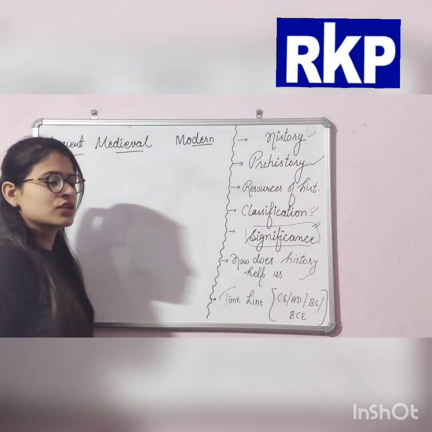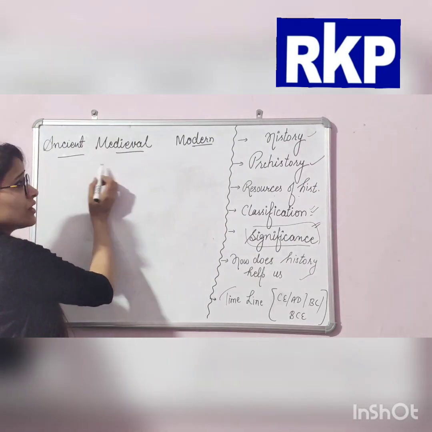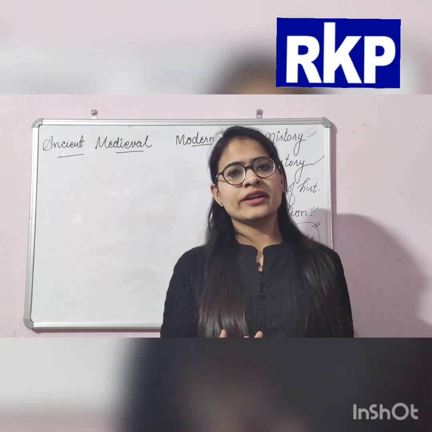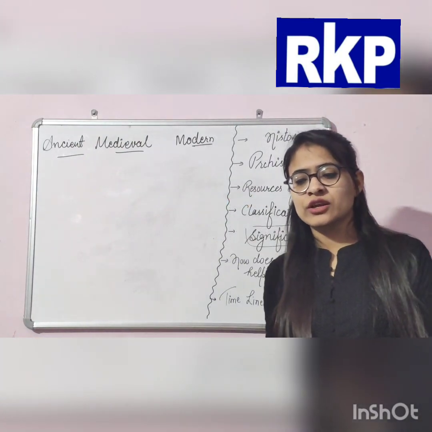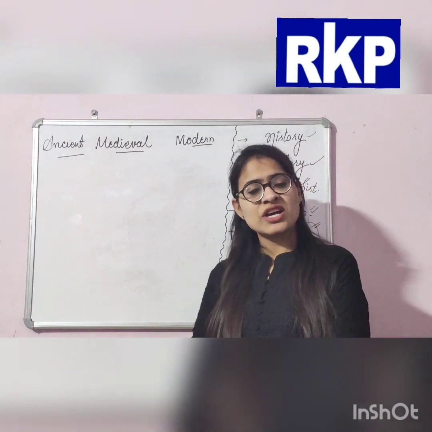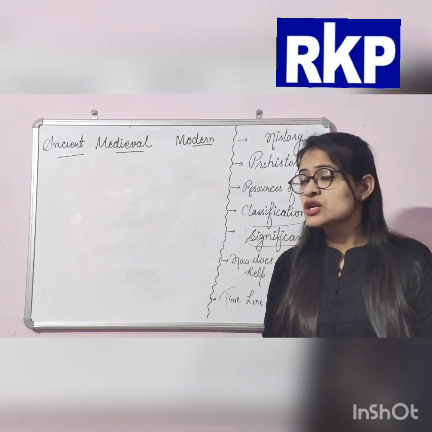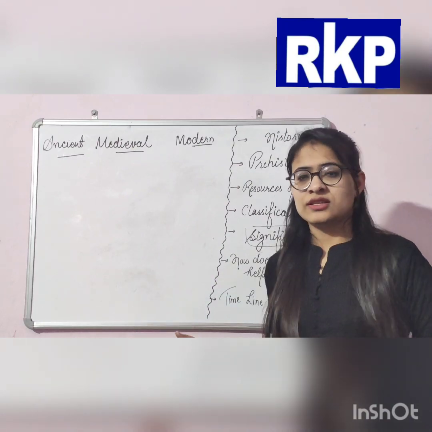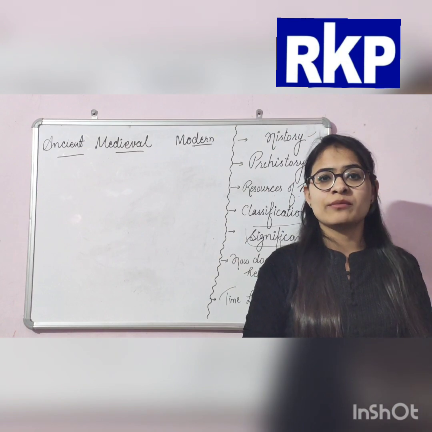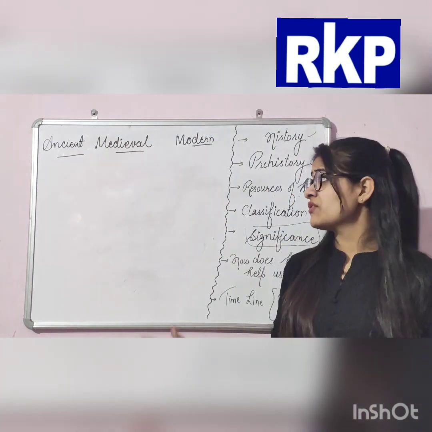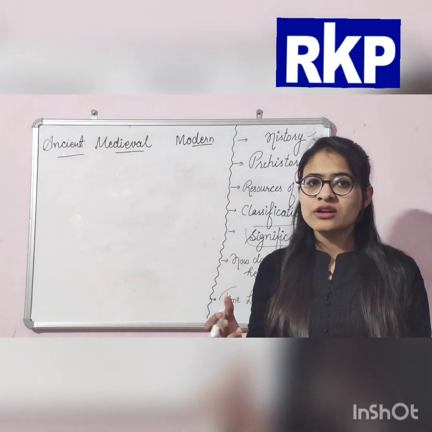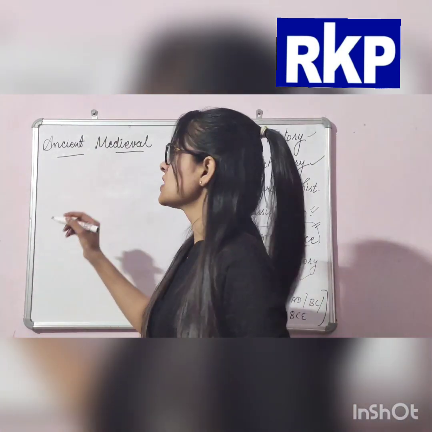Classification of history: first is ancient Indian history, second is medieval Indian history, and third is modern Indian history. I will be telling you the starting point of ancient history and the ending point up to where we take it. Ancient history starts from that time for which we have written records. Obviously, if this is included in history, then we will have written records.